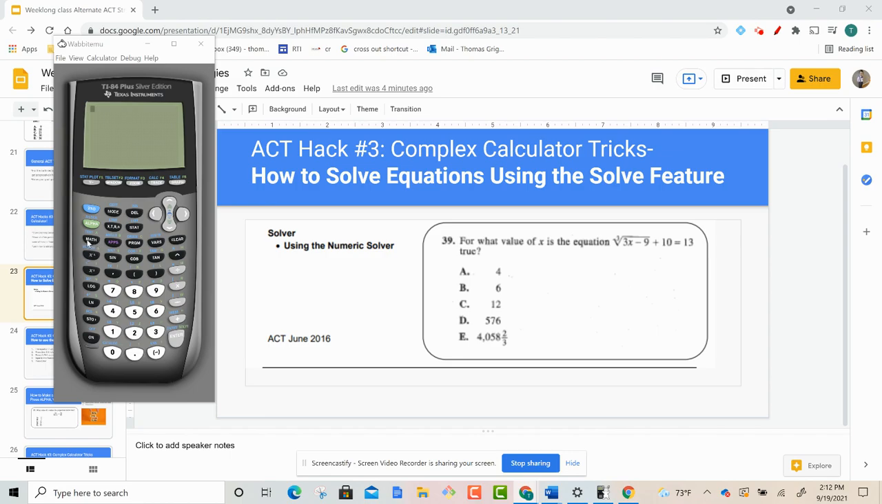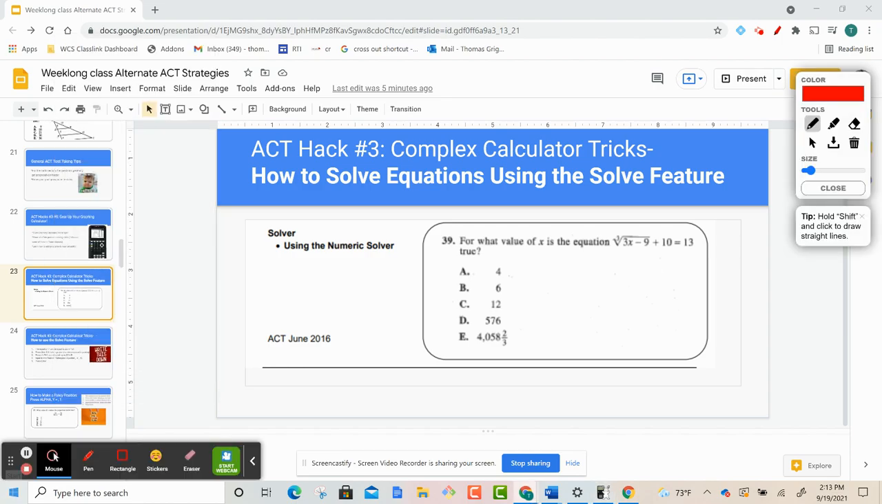So I'm going to press the math button. And then I'll press the up arrow key. And that is how you find the solver feature, probably the button that your math teachers have been hiding from you for years. So math, up arrow key, choose solver, and it says equation equals 0. So basically what has to happen for this equation before you put it in the graphing calculator is you need to set it equal to 0.